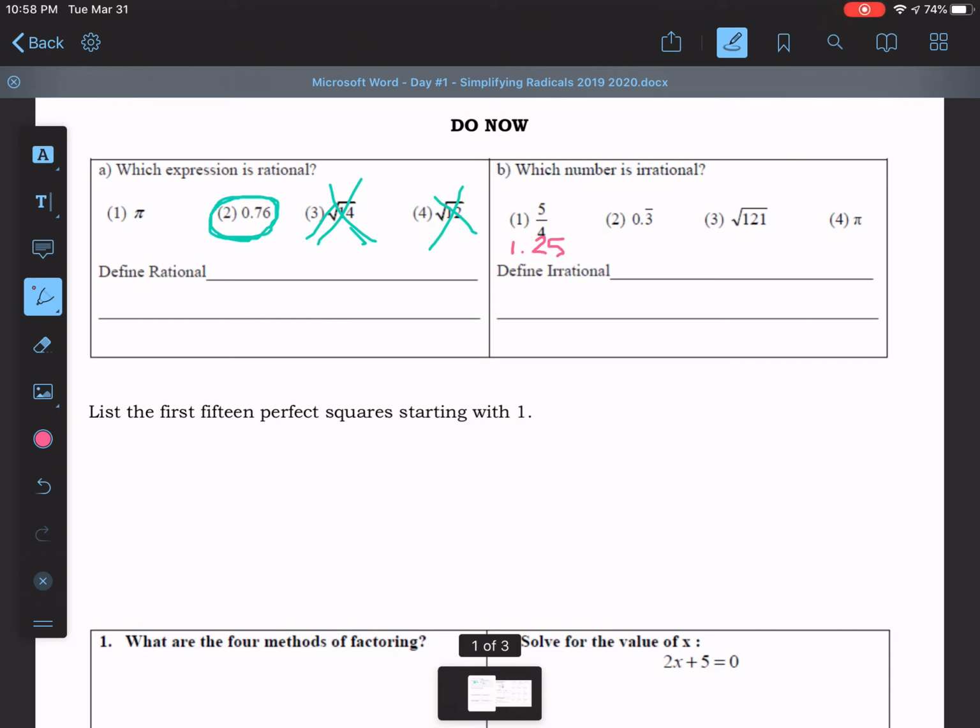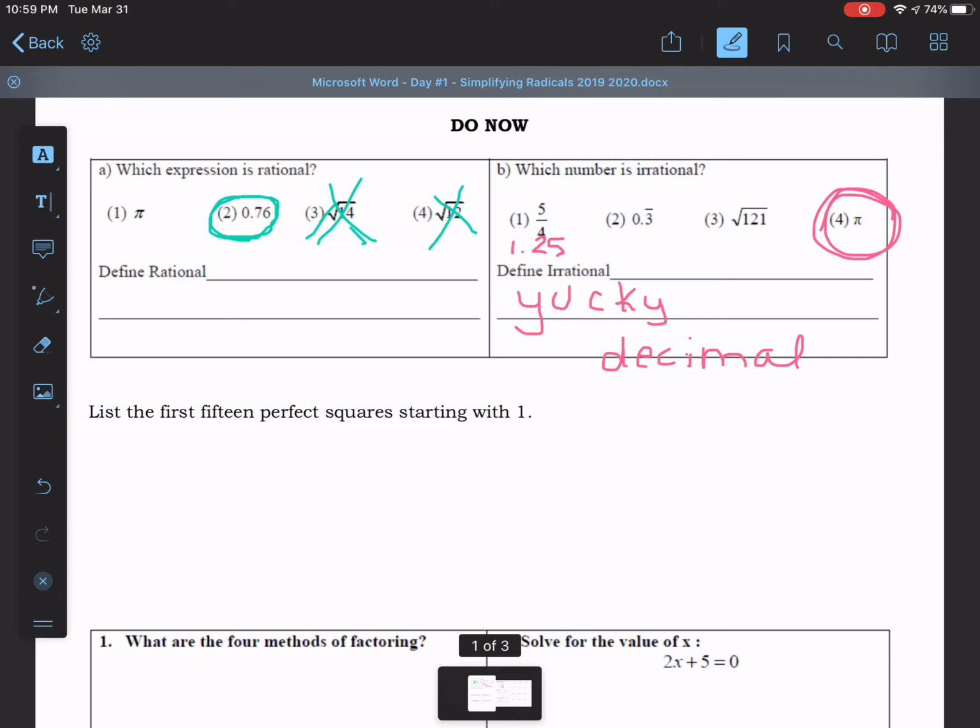The square root of 121. If you type that into your calculator, you get 11. Nice whole number. We're good to go. Pi, our most famous irrational number. It is a decimal that goes on forever with no pattern. So our definition of an irrational number is a number that cannot be written in the form of a fraction, but you can remember it as a yucky decimal. It's the technical term, yucky. I'm kidding. Okay, all right, very good.